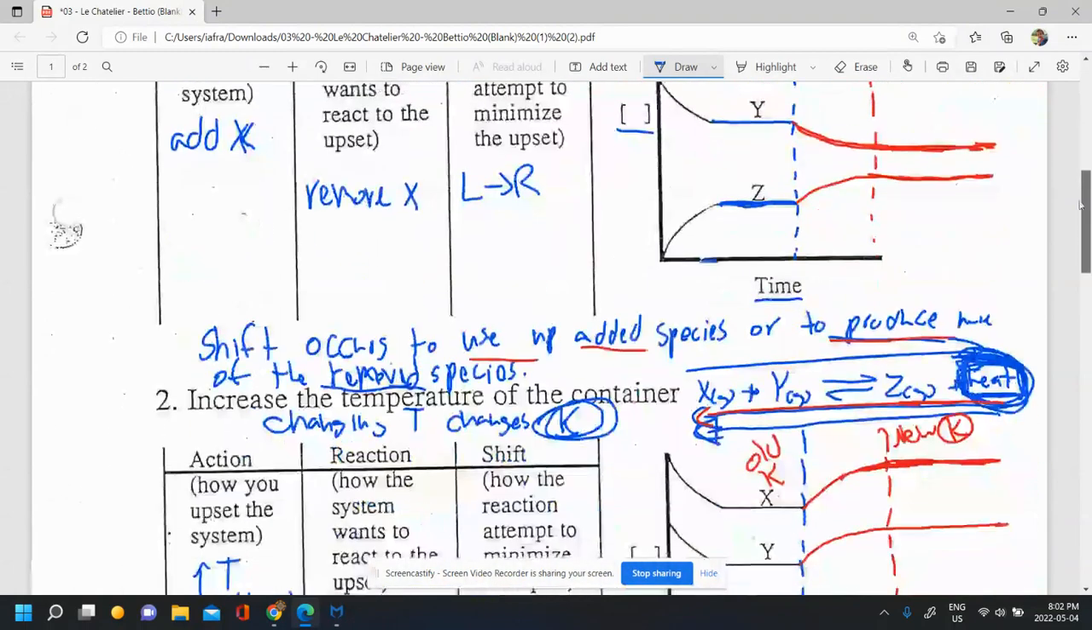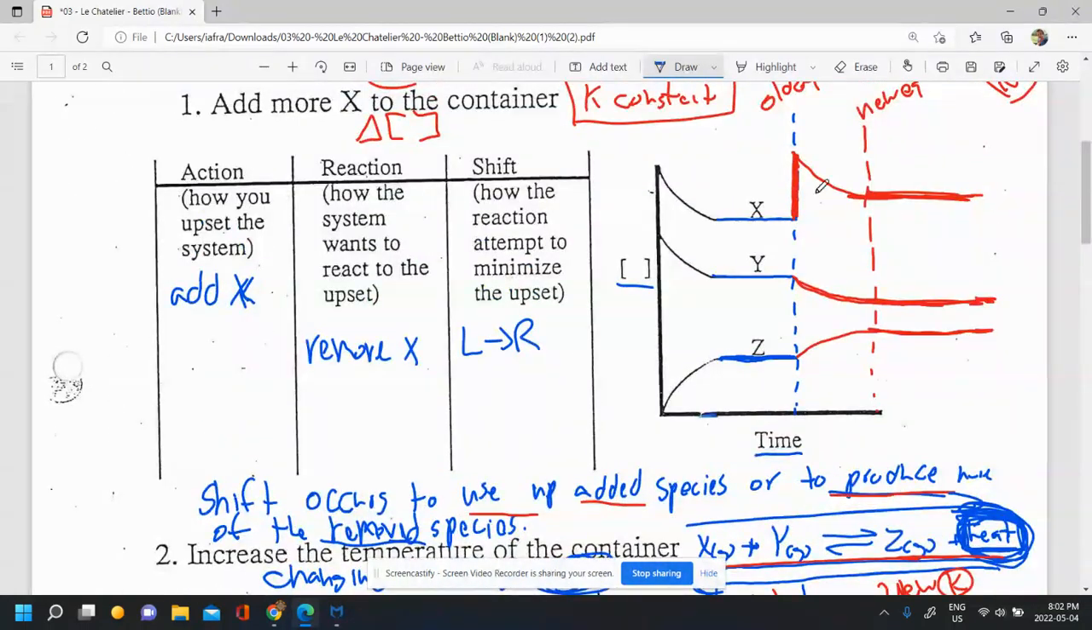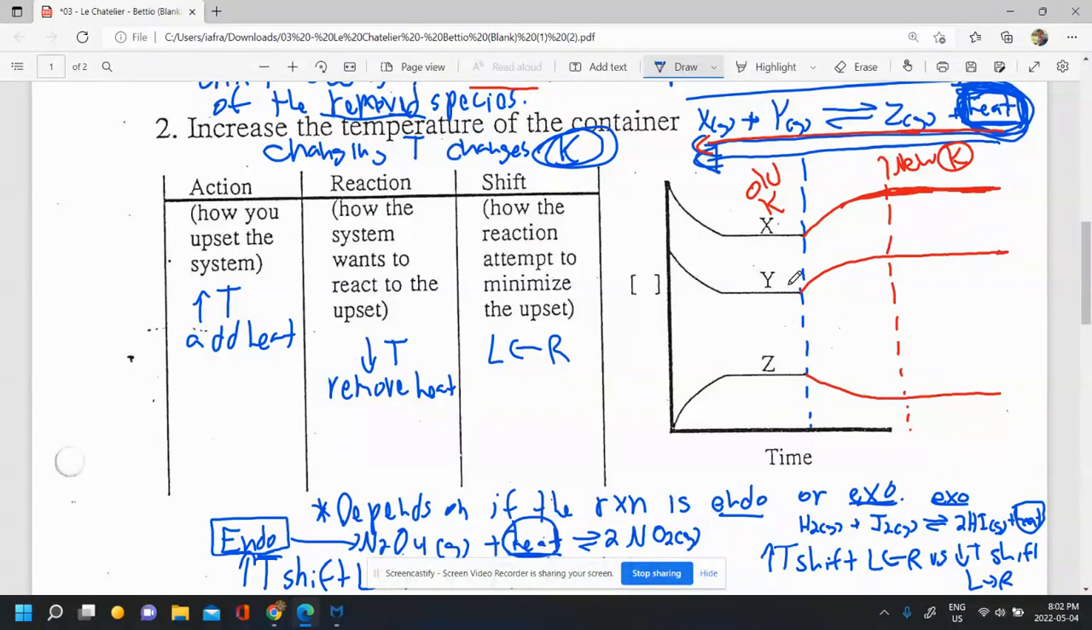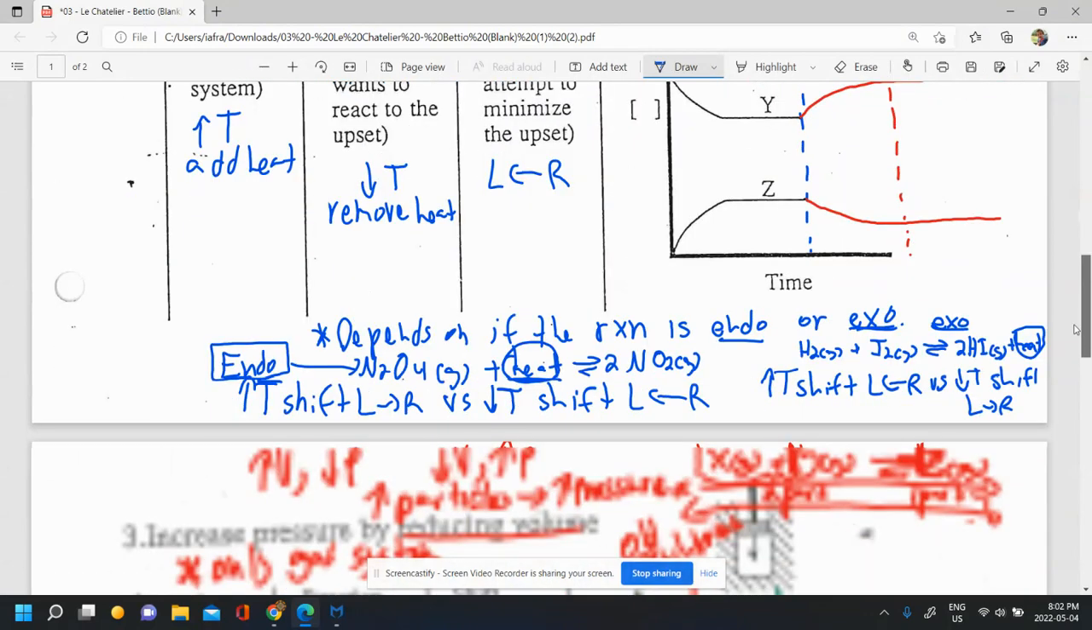In terms of the graphs, we saw that when you add or remove a substance, whatever that substance is, you'll see a sharp increase for adding, or a sharp decrease for removing, at the very beginning. And then afterwards, you see your drops and your increases gradually. Whereas for temperature, we don't see anything sharp because we're not adding anything. We just see our gradual increases for whatever side is producing, and gradual decreases for whatever side is losing.